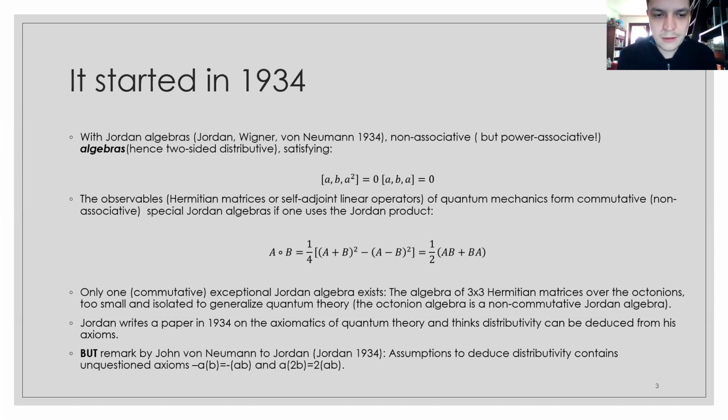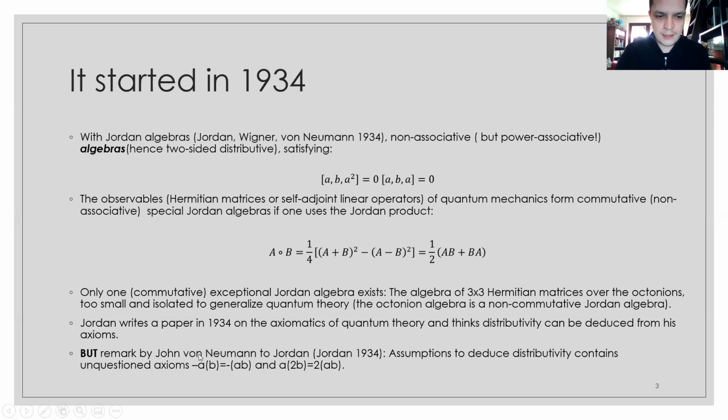And already in 1934, John von Neumann told him, so Jordan wrote a long paper about the axiomatics of quantum theory already in 1934. And he thought he could derive both distributive laws from his axioms, so that one could say that distributivity is required for quantum theory. But John von Neumann spotted some weak points in Jordan's derivation of the distributivity of the Jordan product and the multiplication of quantum mechanical operators.